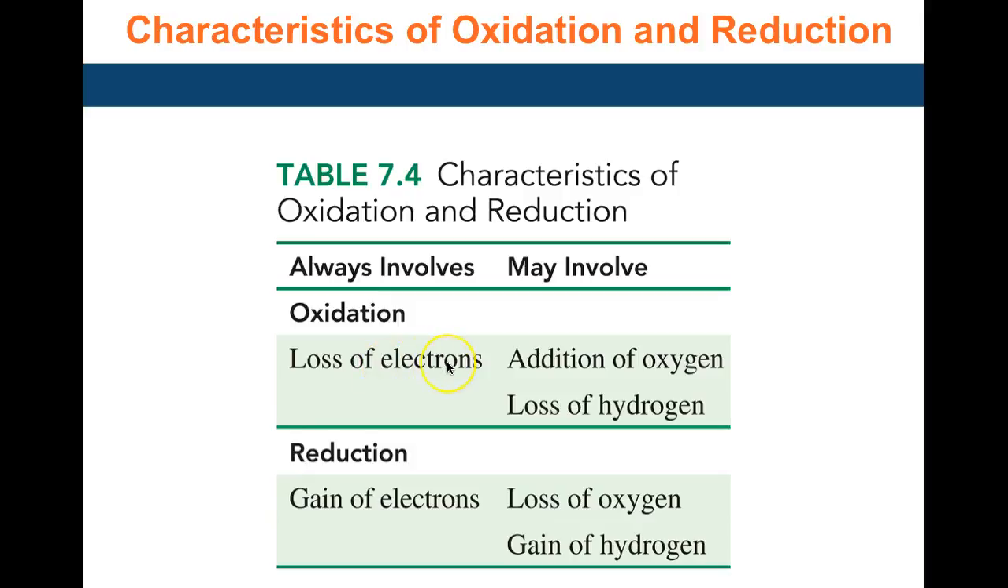So oxidation, loss of electrons. Sometimes, especially for biomolecules in biochemical reactions, addition of oxygen is considered to be oxidation, or loss of hydrogen, especially in enzymatic reactions. So reduction is gaining those electrons or losing oxygen, or gain of hydrogen is considered to be reduction. So remember these definitions. Loss of hydrogen is oxidation, gain of hydrogen is reduction.